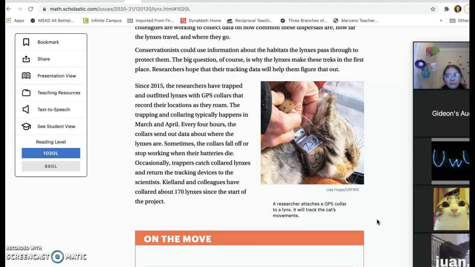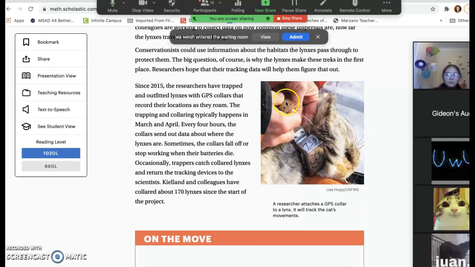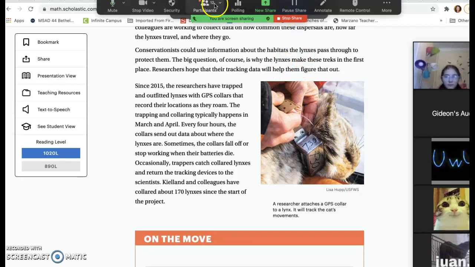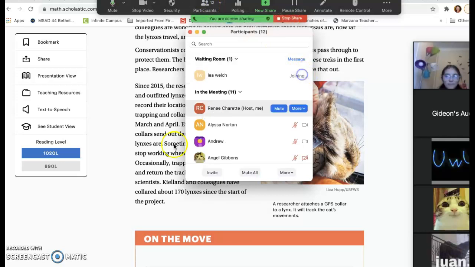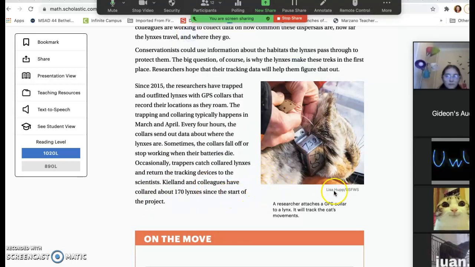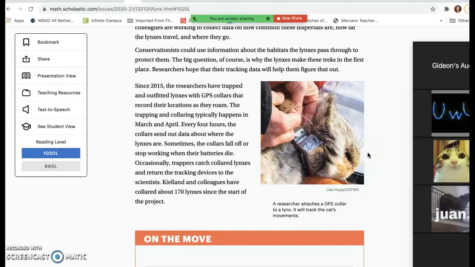Since 2015, the researchers have trapped and outfitted lynxes with GPS collars that record their locations as they roam. The trapping and collaring typically happens in March and April. Every 4 hours, the collars send out data about where the lynxes are. Sometimes the collars fall off or stop working when their batteries die. Occasionally, trappers catch collared lynxes and return the tracking devices to the scientists. Keeland and colleagues have collared about 170 lynxes since the start of the project. And there's a picture of a researcher attaching a GPS collar to a lynx. It will track the cat's movements.